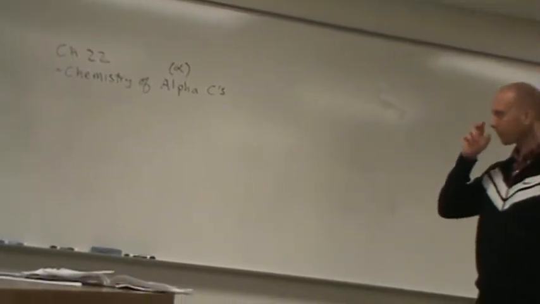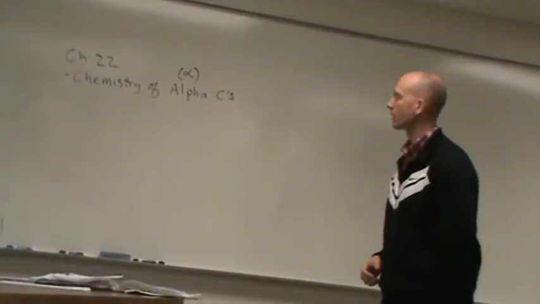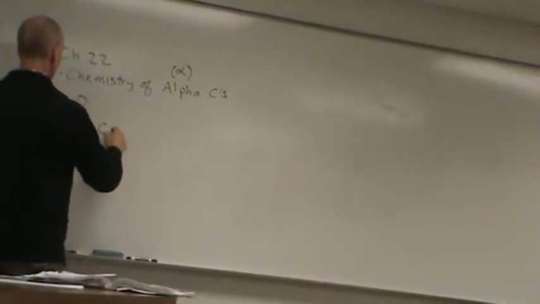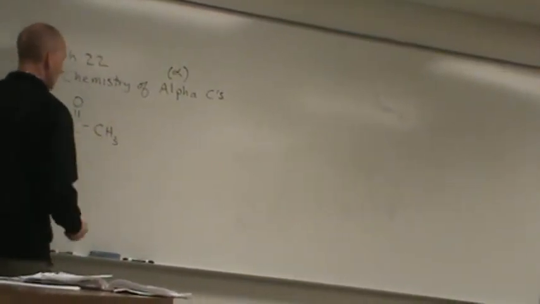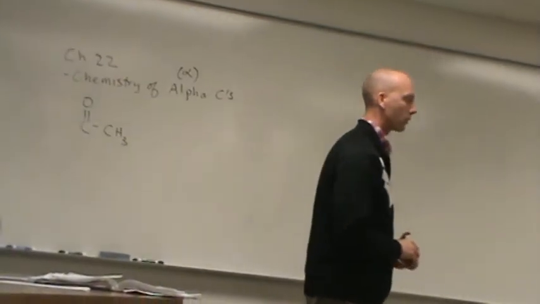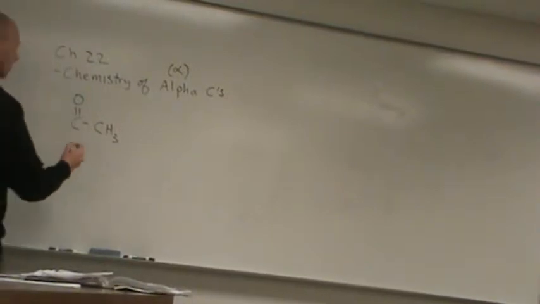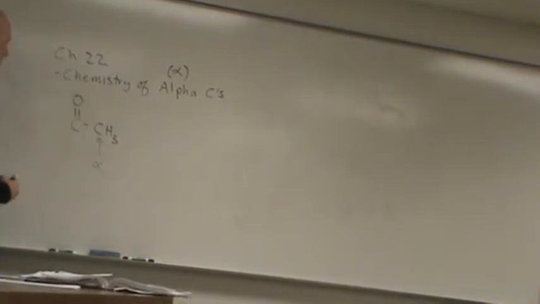Okay, so let's see what our setup here is. Let's just look at part of a carbonyl molecule. All right, maybe something like that. Okay. So here's the carbonyl. We say that the carbon directly attached to the carbonyl is the alpha carbon. Okay. Pretty simple.